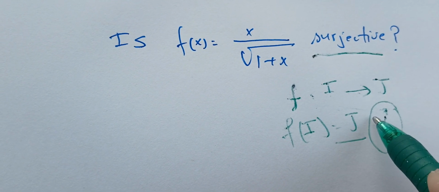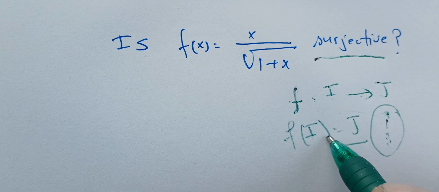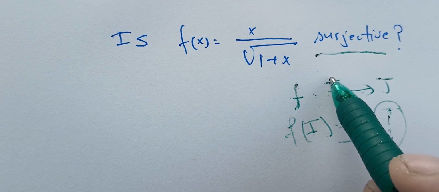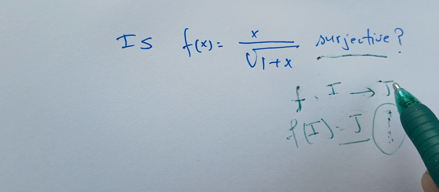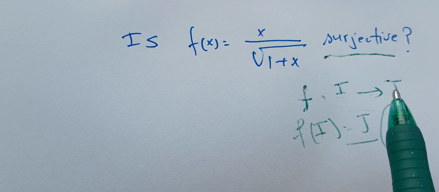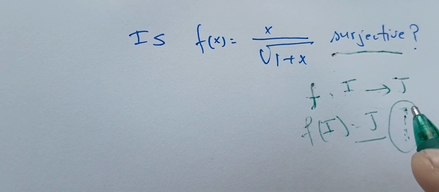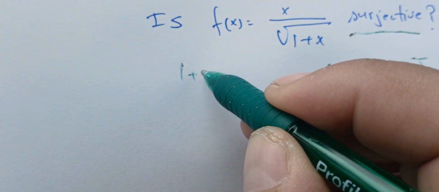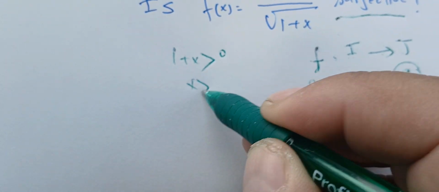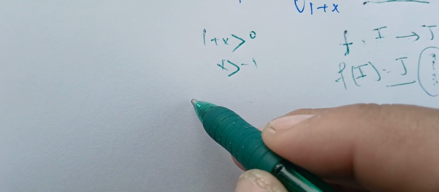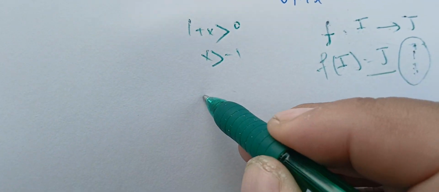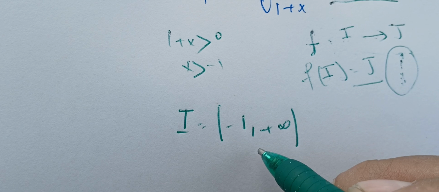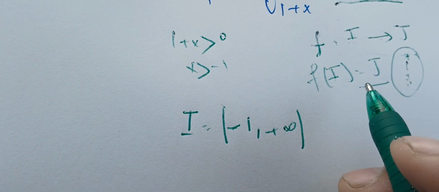Here we can show this result by showing that the image of this function, that means the domain of definition, and the range is the whole set of real numbers. So here the domain: we have to have 1 plus x bigger than 0. That means x bigger than -1, and therefore the domain, which we'll call I, is (-1, +infinity). This is the domain for our function.